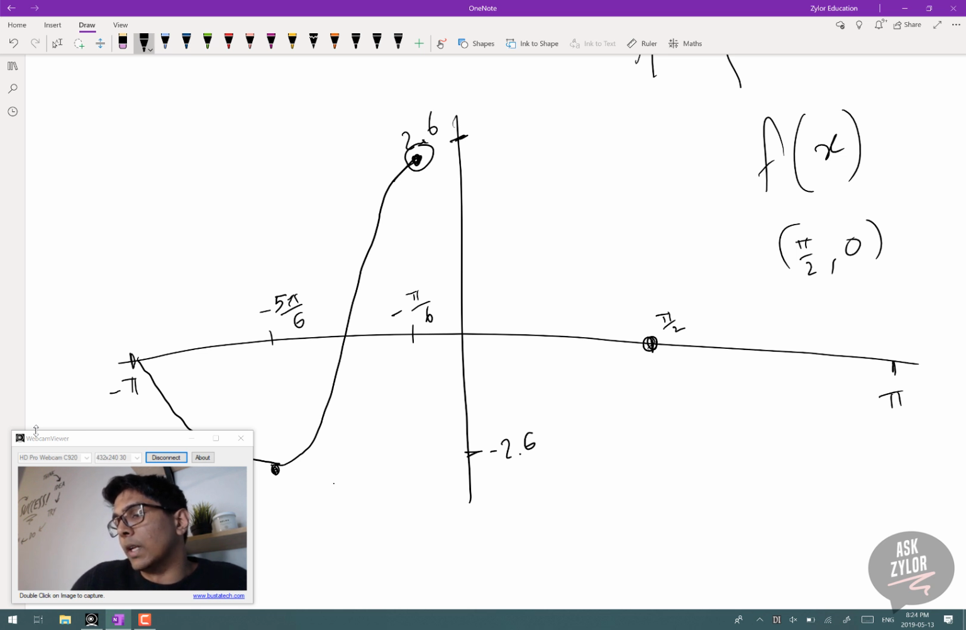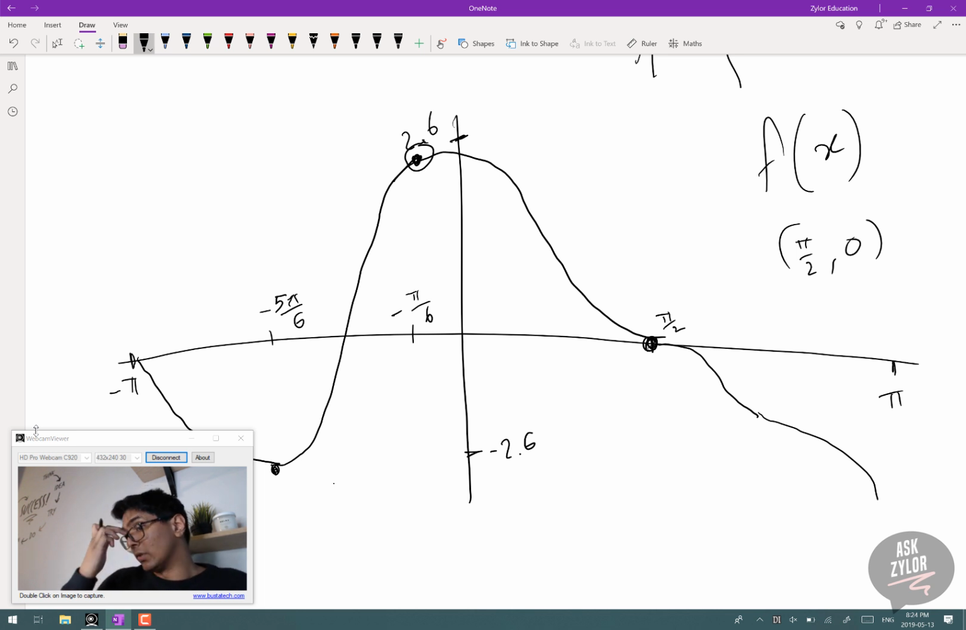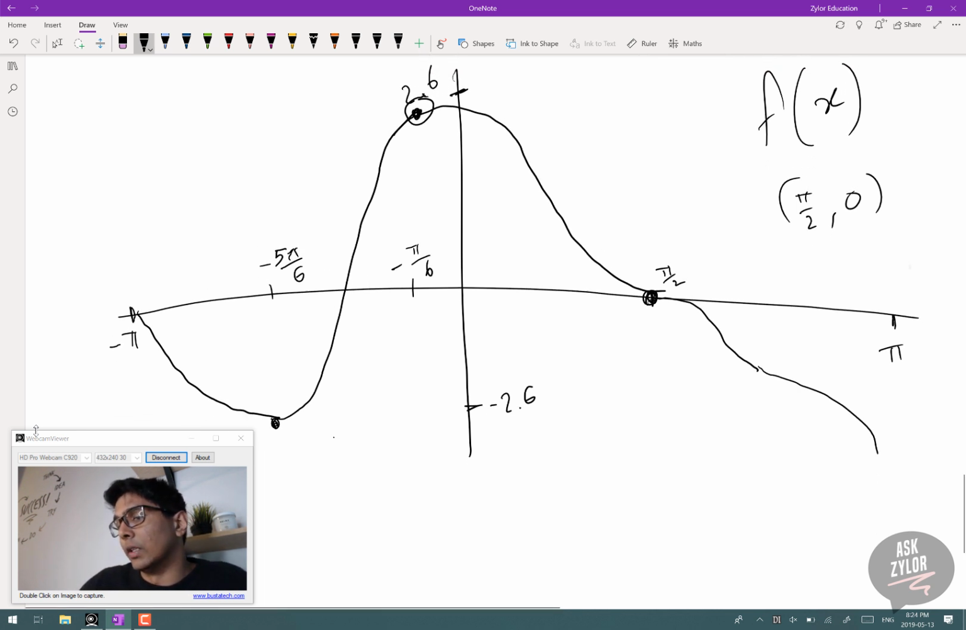Then my next point is my point of inflection, which is my x-intercept coincidentally. So it's going to cross through, and it's not really going to change the increasing or decreasing. It's going to keep decreasing. Since it's an inflection point, I'm going to draw it like one, and then it's going to keep decreasing until it hits pi. So this is the rough outline of what it should look like.